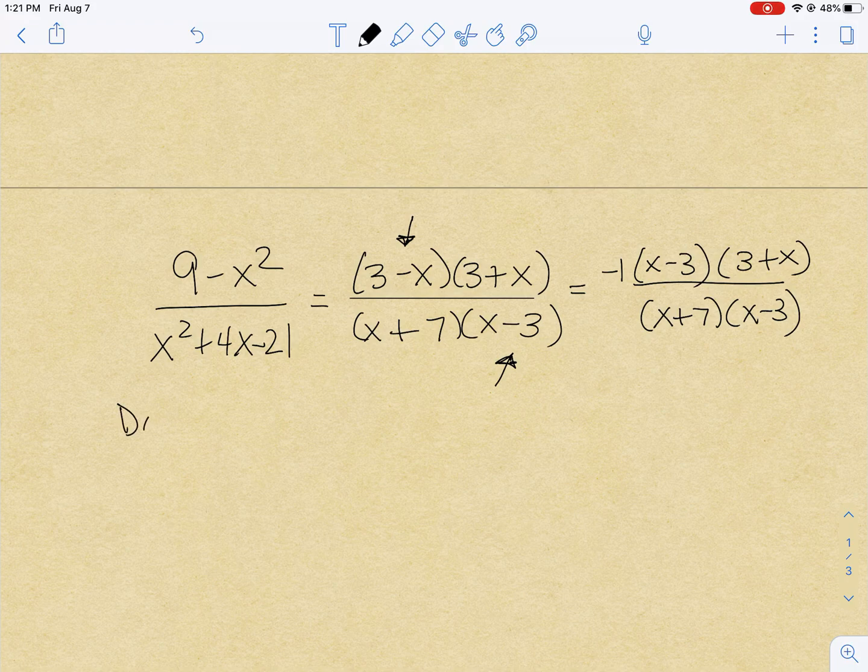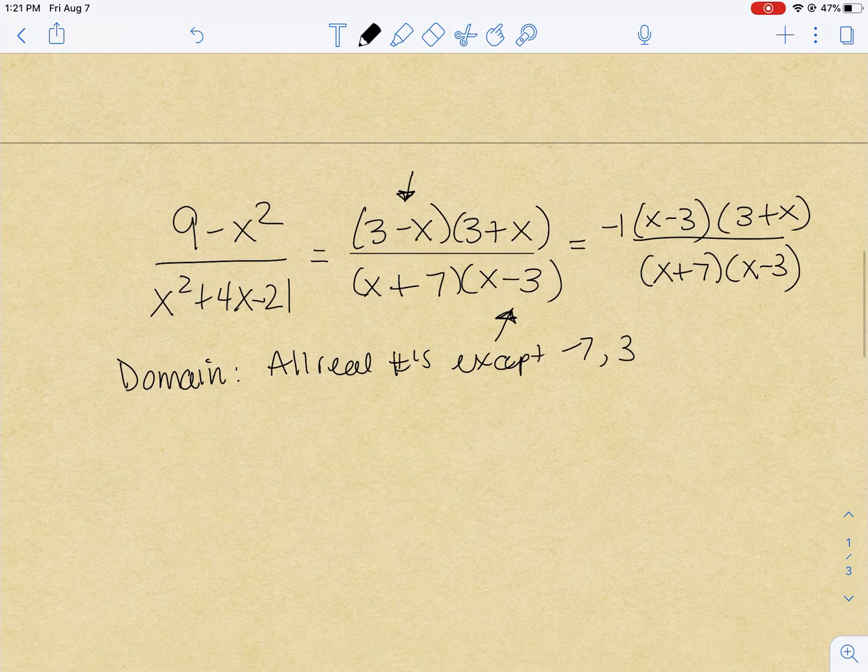The next thing we want to look at is the domain. So remember, we cannot divide by 0. So we have all real numbers except negative 7 and 3. Once we know our domain and we have everything factored, now we can start crossing out factors that become 1. So anything in the numerator and denominator divided by itself becomes 1.